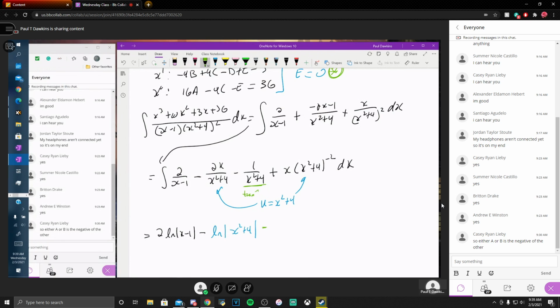And then minus. Now, again, remember, for my formula up above, it was x squared plus a squared. So for my formula, put it in up here.